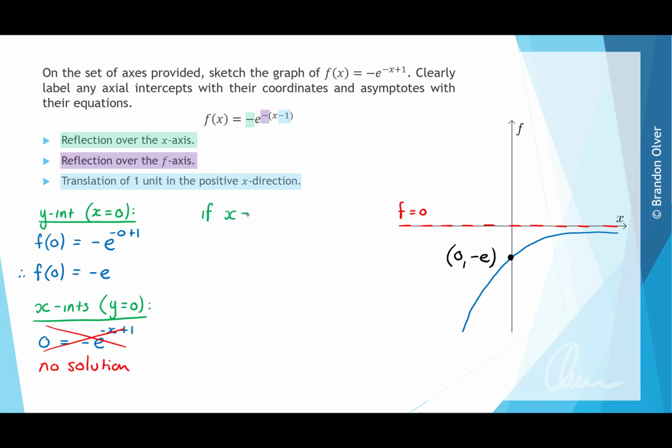So we're going to consider the case where if x equals 1, what the y value will be. So f of 1 is equal to negative e to the power of negative 1 plus 1. Therefore, f of 1 can be simplified down to negative e to the power of 0. And anything to the power of 0 is simply 1. Therefore, this point is 1 and y or f is negative 1. So that position on our graph is here at 1, negative 1. So that's the graph of f of x.